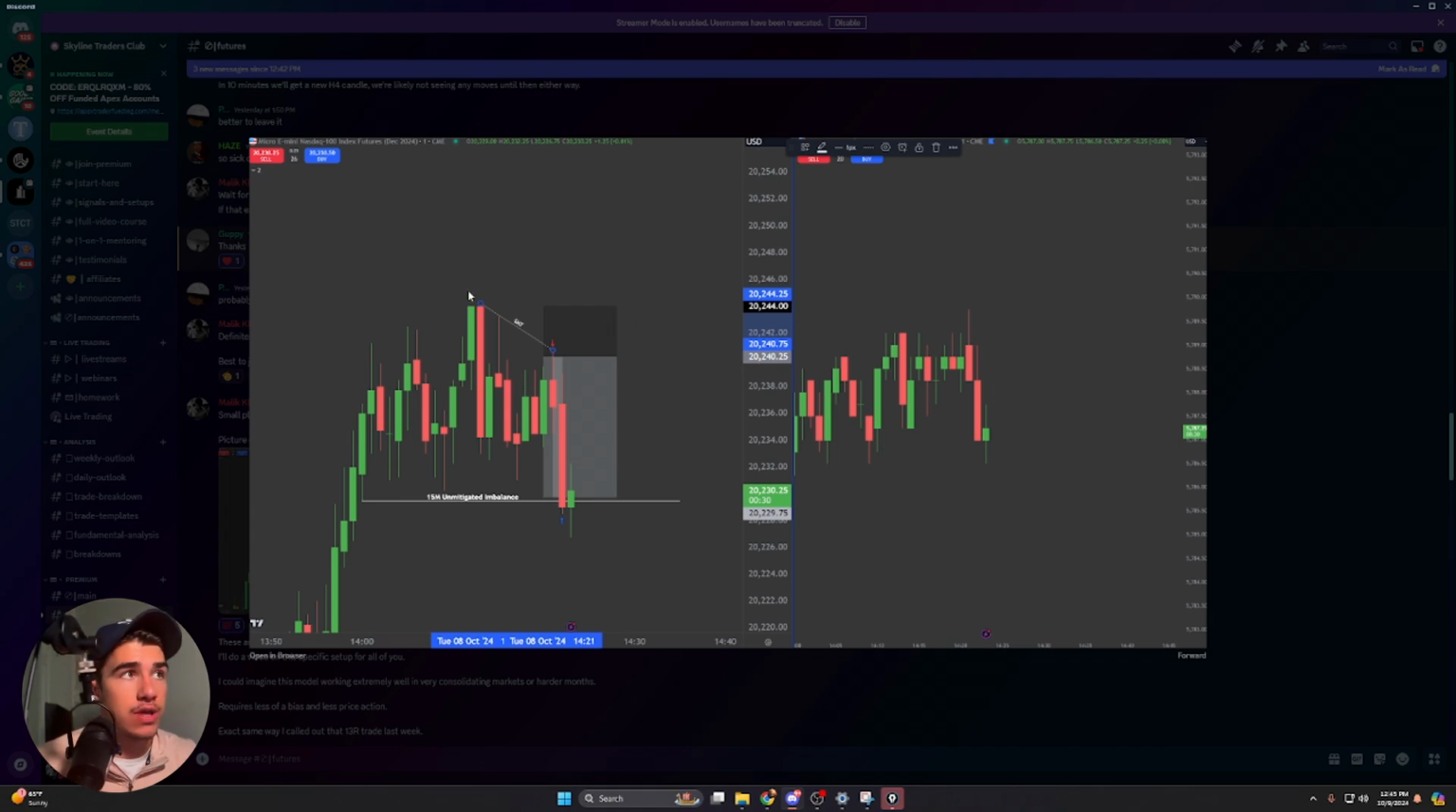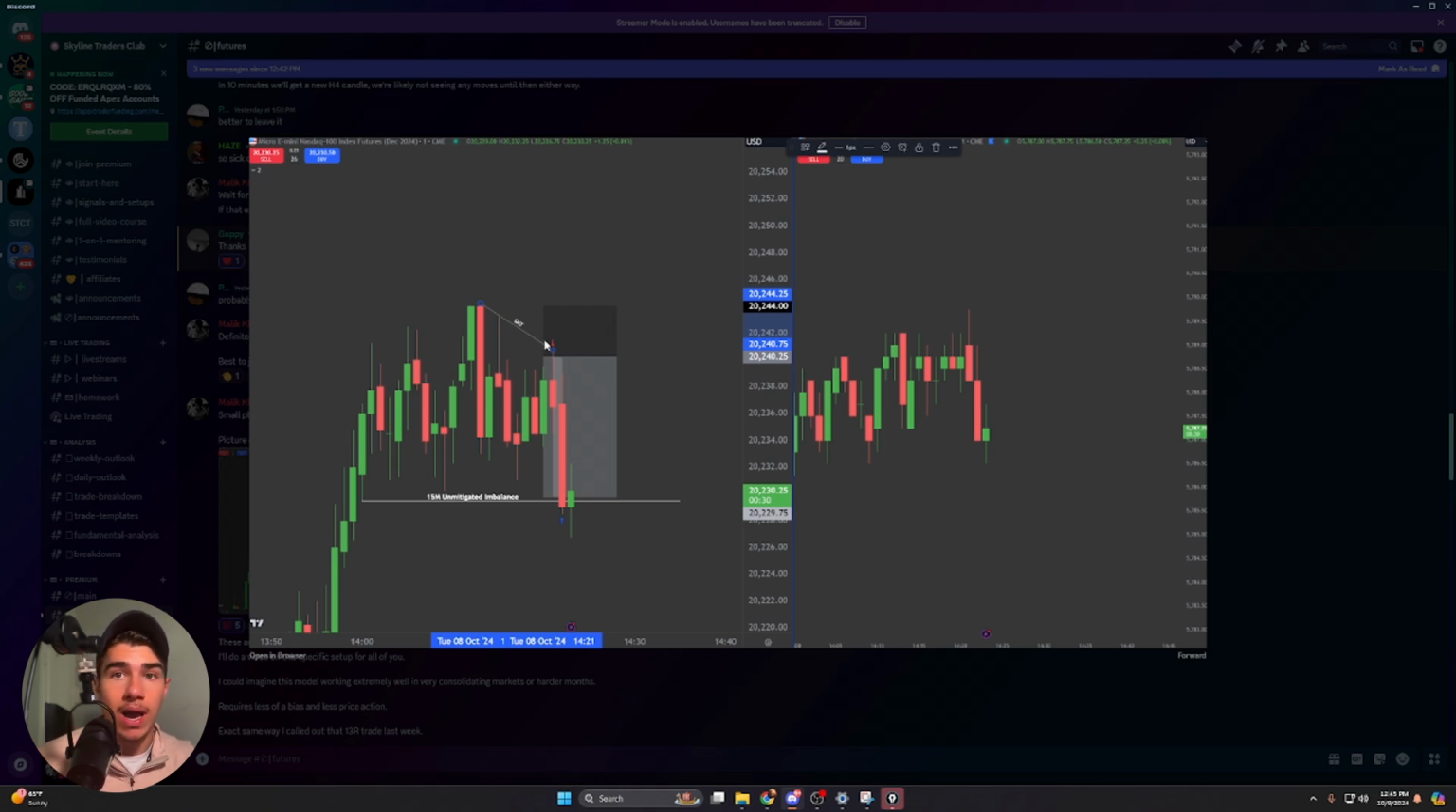So if we take a look at the chart on the left, that is the NASDAQ. The chart on the right is the S&P 500. Notice how the high here got swept by the S&P 500, but it did not get swept by the NASDAQ. That's a bearish SMT.